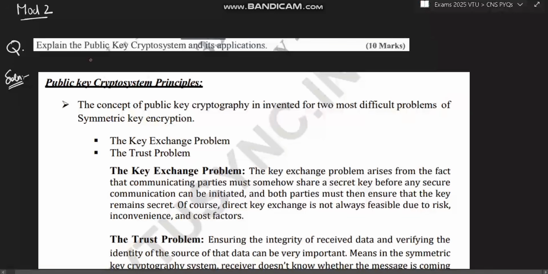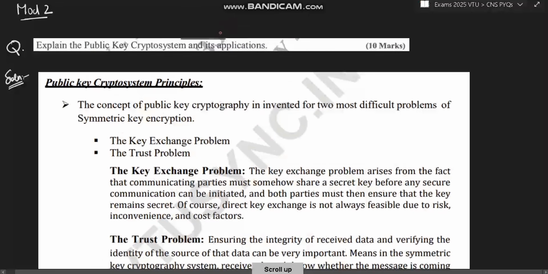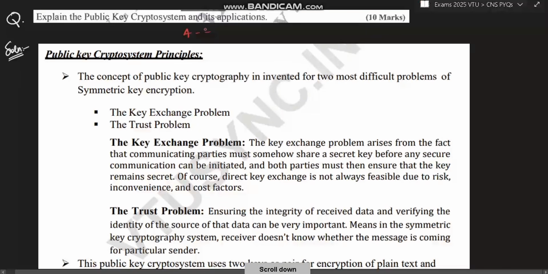The first thing you need to understand is the crypto system. They have asked about the public key crypto system and its applications. But it's not just applications. They can ask about principles, they can ask about the ingredients, and there are 6 ingredients. They can also ask about authentication and secrecy. Many questions like that are there. I'll tell you all that can come in the exam, based on the previous paper analysis.